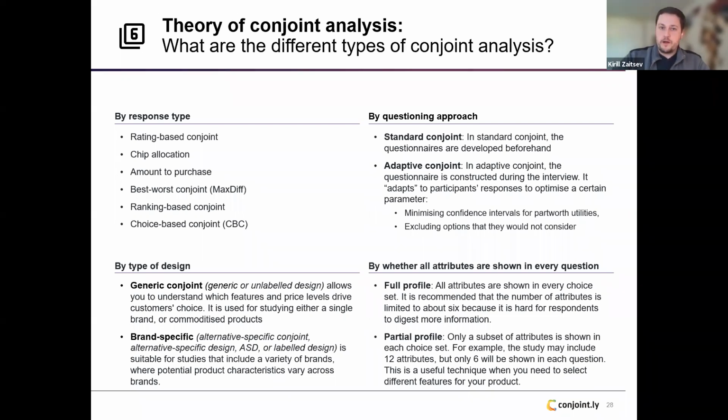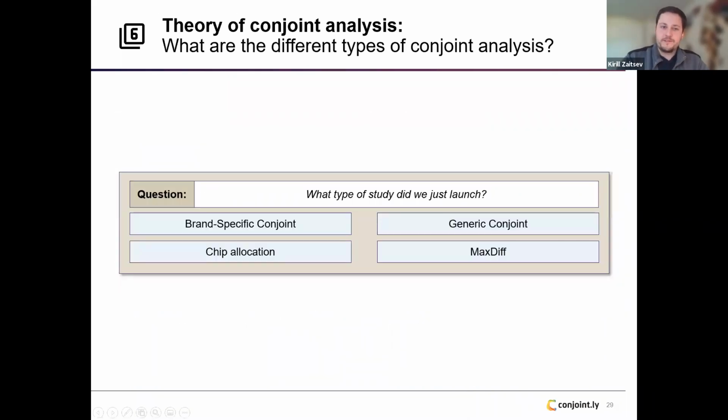So I know you're all eager for this final pop quiz. One more question, to see if you've been paying attention. What type of study did we launch earlier today? I'll give you a hint. It wasn't chip allocation or max diff. It was a generic conjoint. Very exciting. I wonder if the results from that study are ready yet.